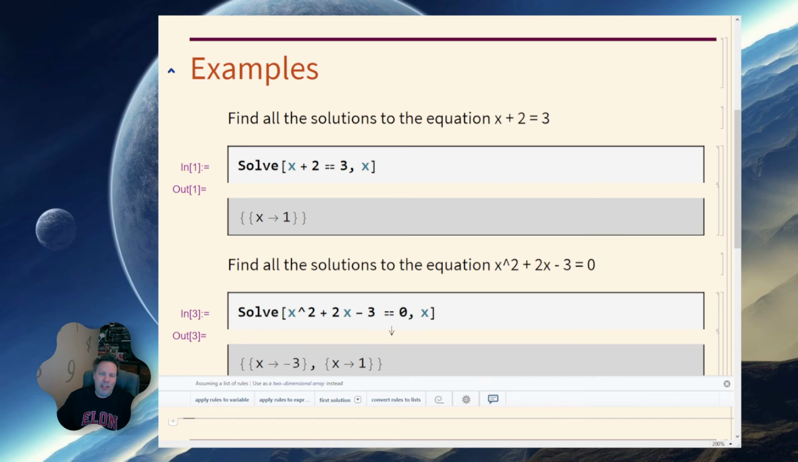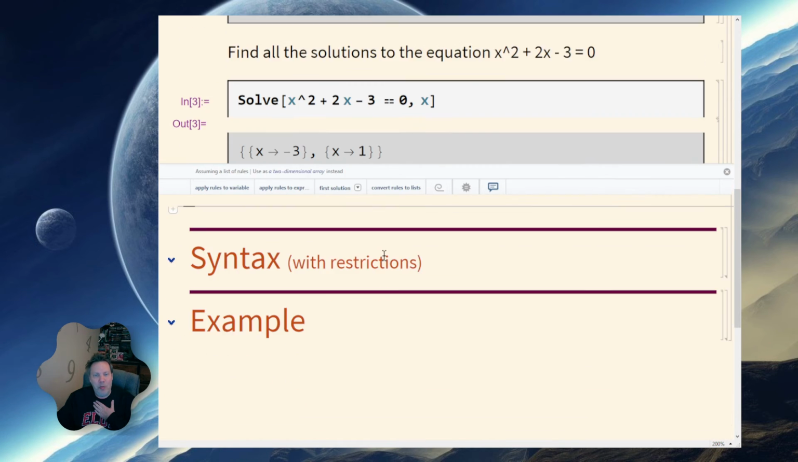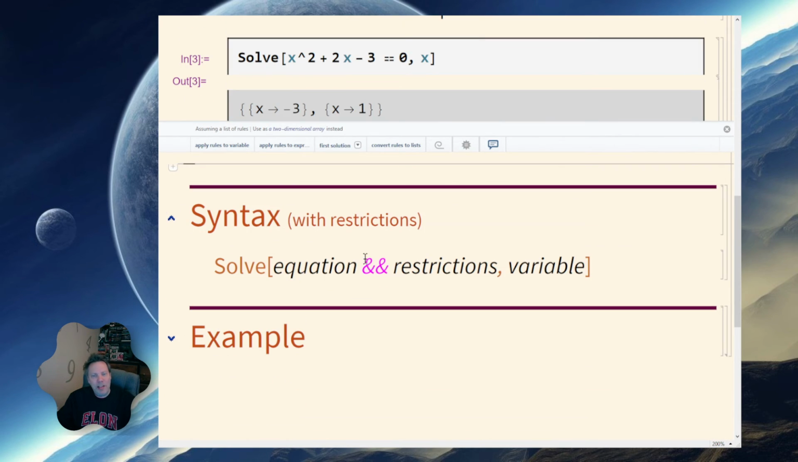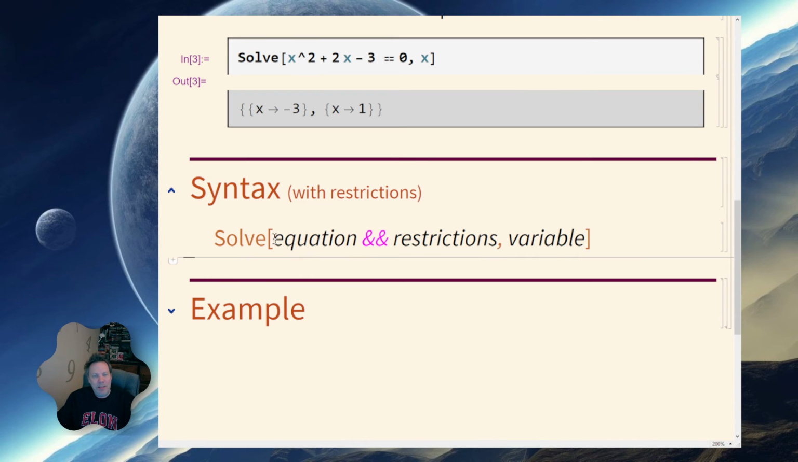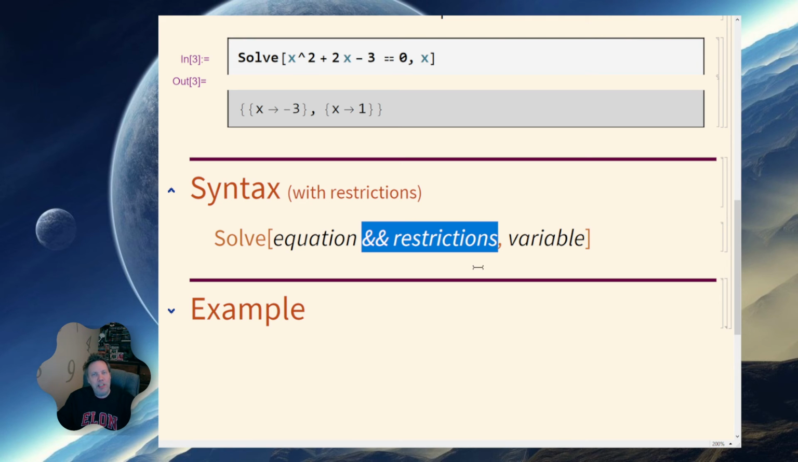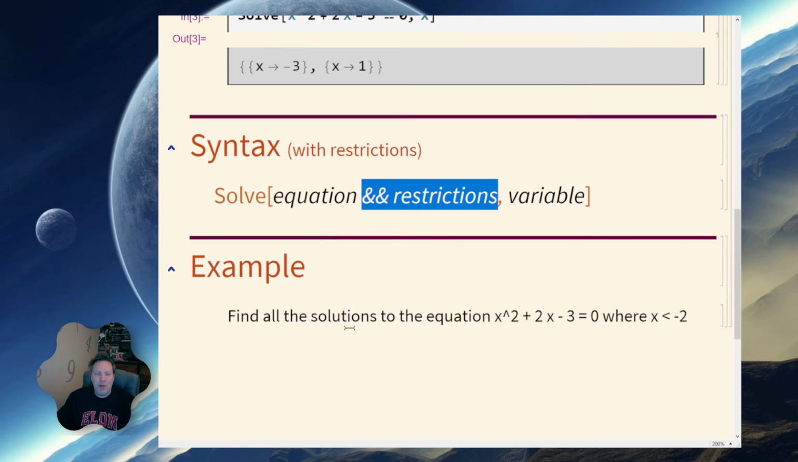Now, there are times where we're going to want to restrict our domains. And what I can do is, there's another little syntax here. I still have the Solve command. I still have an equation. I still have the variable, but now I'm going to type in a double ampersand and the restrictions. So here's my example. Suppose I want to find all solutions to the equation x squared plus 2x minus 3, where x is less than 2.